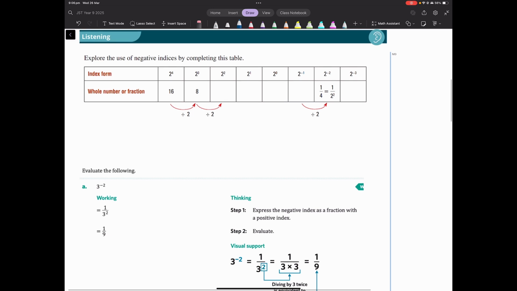We've already sort of developed this idea of what a negative index is, but here's another way to look at it. As you go down from 2 to the power of 4 to 2 to the power of 3 to 2 to the power of 2, etc. Sorry, that's not a 0, that's a 1, by the way. You'll notice that these numbers are just being divided by 2. 16 divided by 2 is 8, divided by 2 is 4, divided by 2 is 2, divided by 2 is 1. Well, then the next step must be to divide by 2 again. 1 divided by 2, that's what we have here.